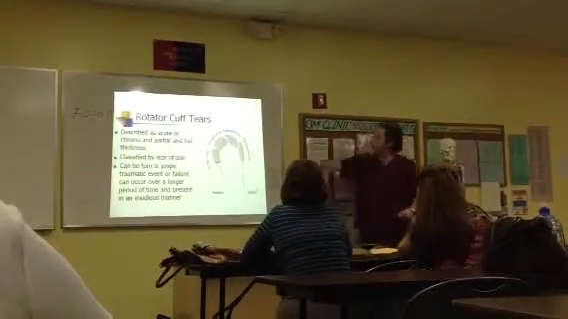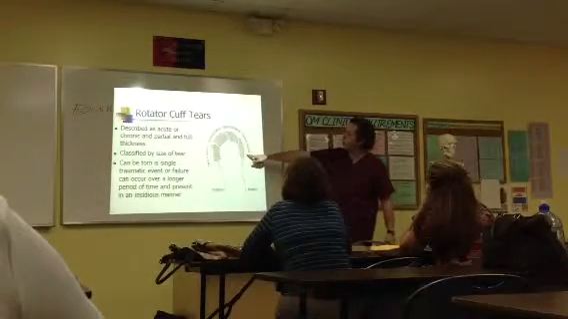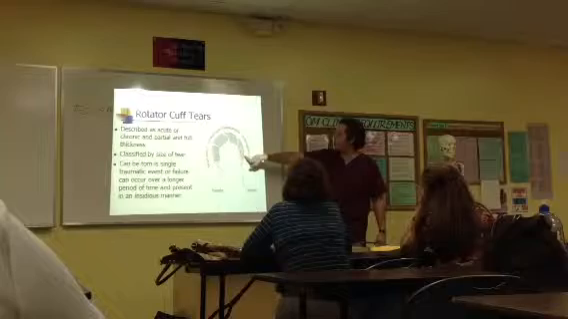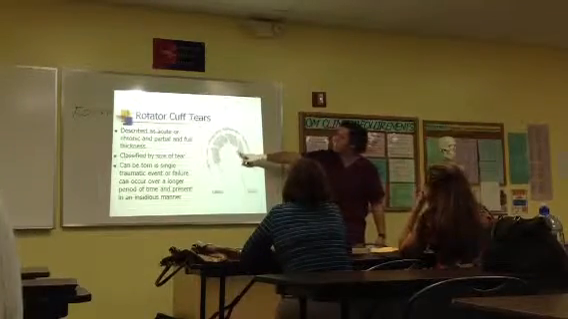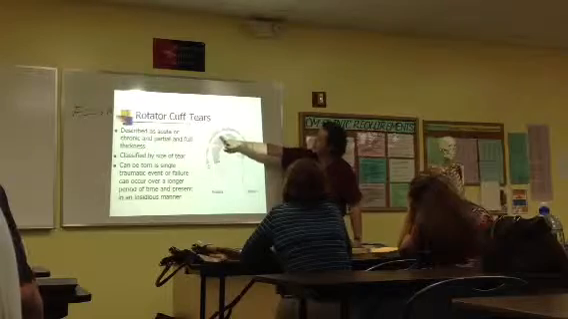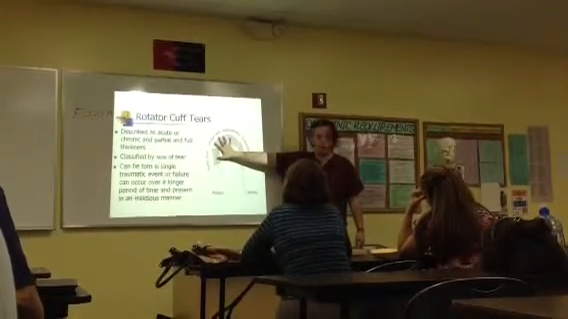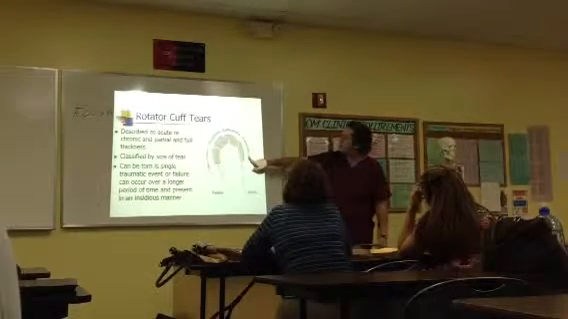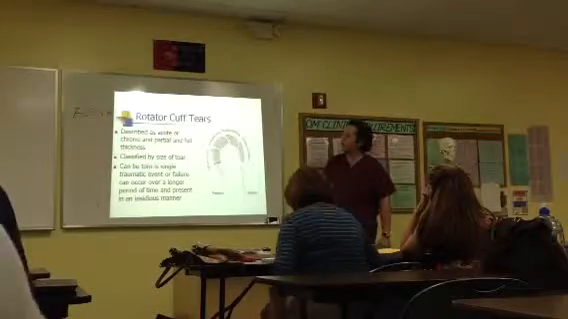Alright, so here are all the rotator cuff muscles, all inserting into the head of the humerus. Remember that these three, teres minor, infraspinatus, and supraspinatus, all insert into the greater tubercle of the humerus. And the subscapularis inserts into the lesser tubercle of the humerus.